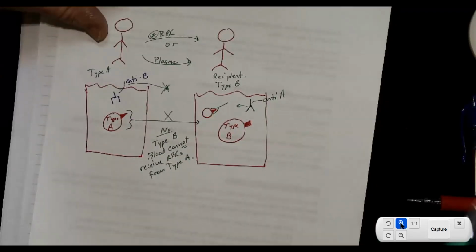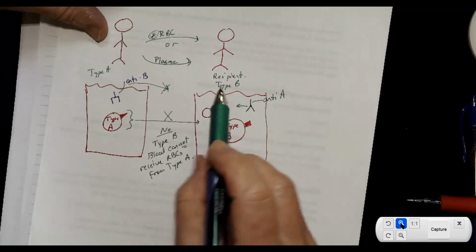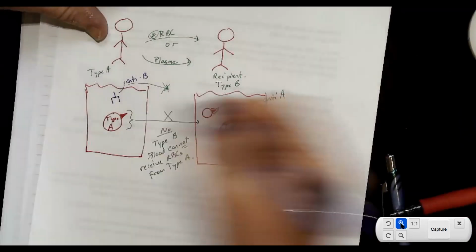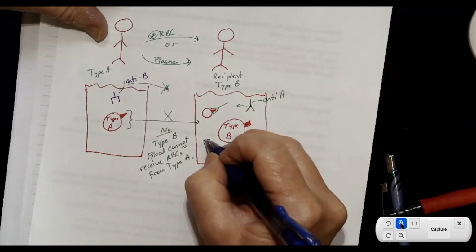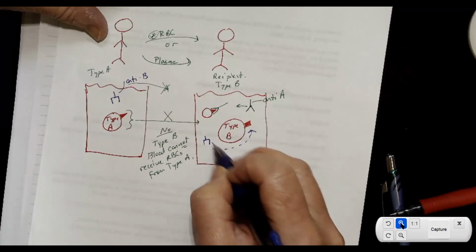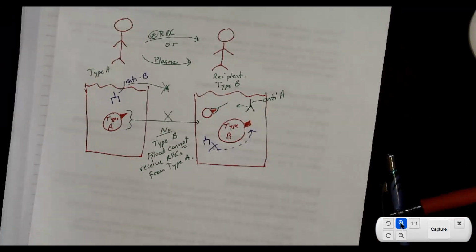All right, you were like, well, could you give the plasma to the person? Well, here's the plasma and it has this anti-B in it. So let's put it in here. No, because that would clump right here to here. So a person cannot take type B blood, all right? And a type A person cannot take type B blood.